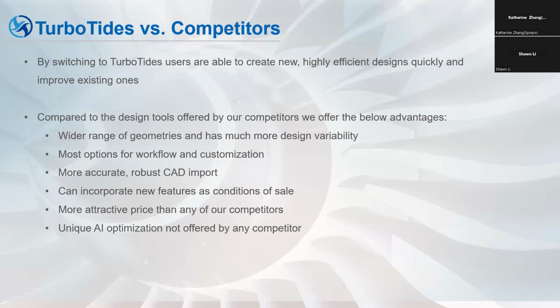The AI optimization tool that we have, no other competitor offers this kind of multidisciplinary AI optimization powered by this extremely powerful algorithm. SpinPo can also offer new features as conditions of sale with the purchase of TurboTides, which is pretty unique in that our competitors usually do not offer this type of service and charge quite a lot of extra money in order to incorporate any kind of new features.